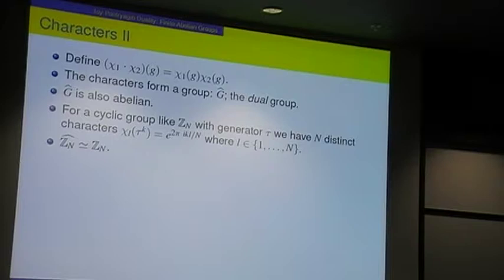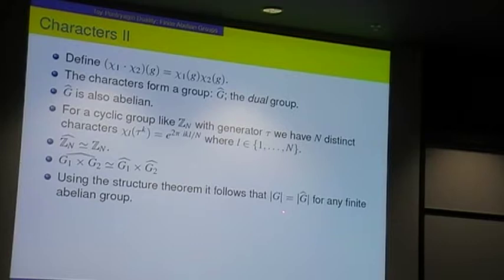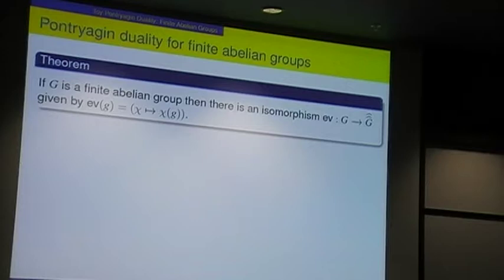It's also true that the dual of the product of two groups is the product of the duals. So it follows, using the structure theorem, that the order of a finite abelian group is the same as the order of the dual group. Okay? And now we can state somewhat pretentiously, you can call this Pontryagin duality, but it's actually a very simple thing. So maybe this is a toy version. If G is a finite abelian group, then there is an isomorphism, and it's our old friend, the evaluation isomorphism, that goes from G to the dual of the dual of G.